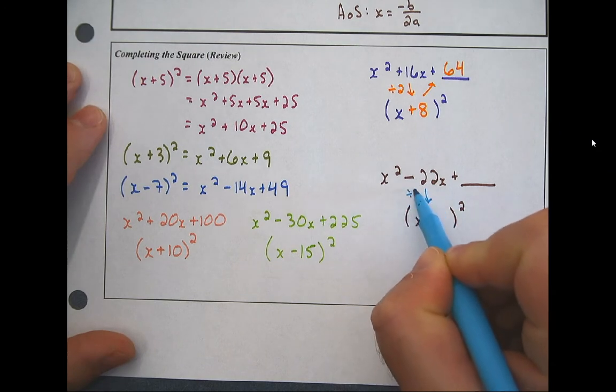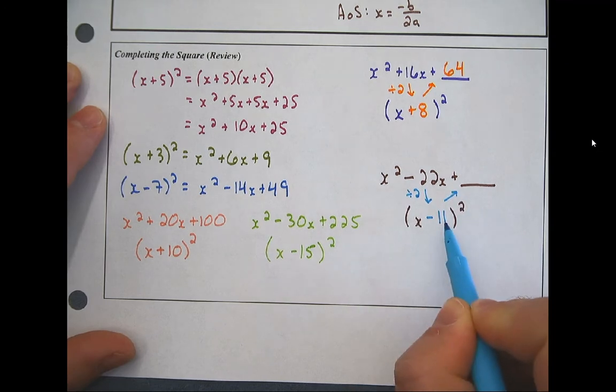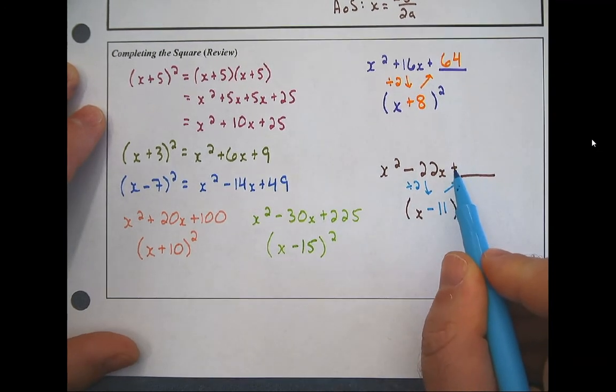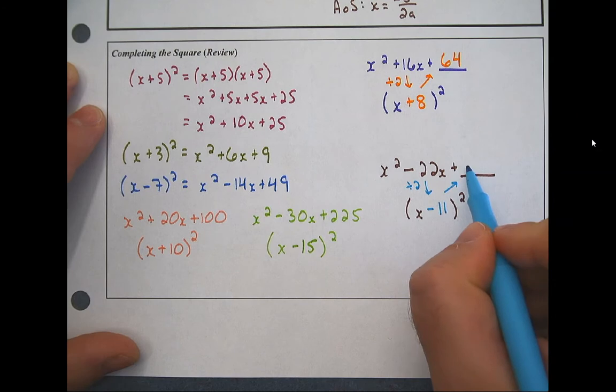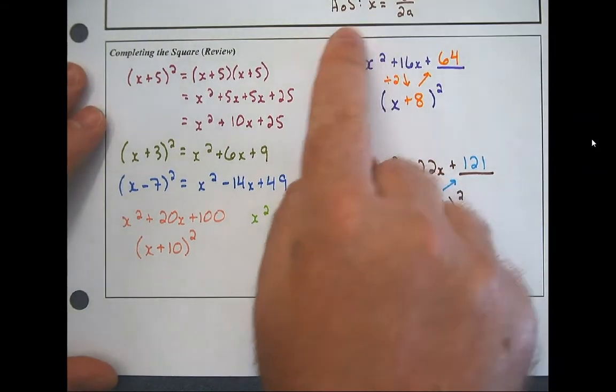Cut it in half. Negative 22 cut in half is negative 11. Then I need to square it. Negative 11 squared is still positive, right? A negative times a negative is a positive, and it ends up being 121. So this is what we call completing the square.